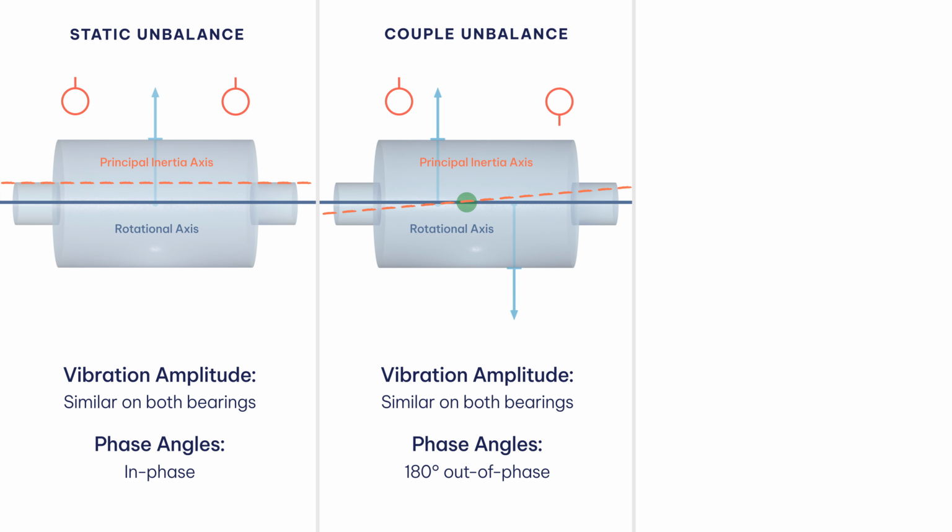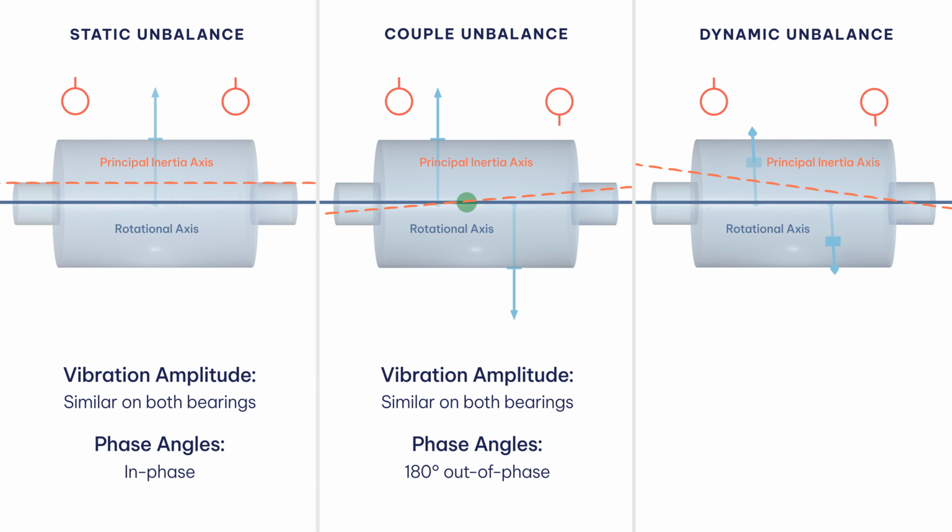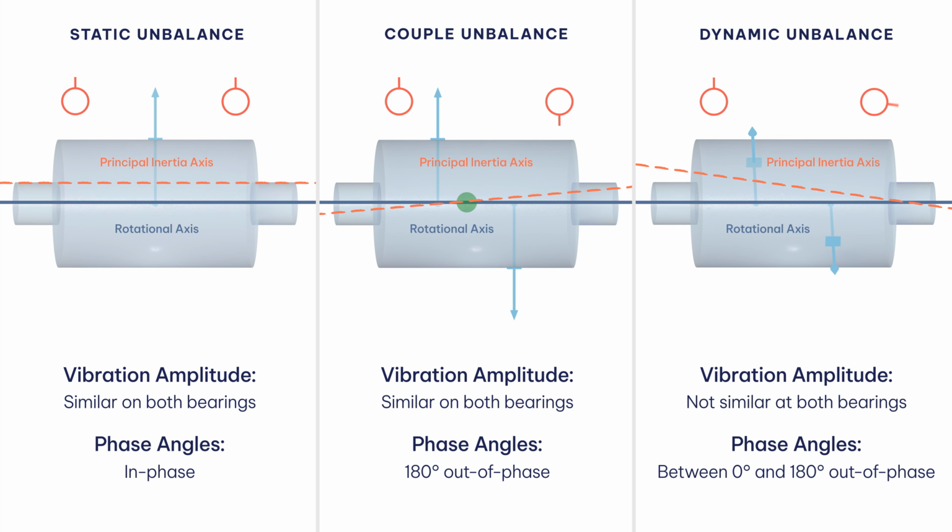machine. Lastly, dynamic unbalance occurs when the principal inertia axis is displaced from the rotational axis and does not intersect at the center of gravity. The vibration amplitude is not similar and is somewhere in between 0 and 180 degrees out of phase.